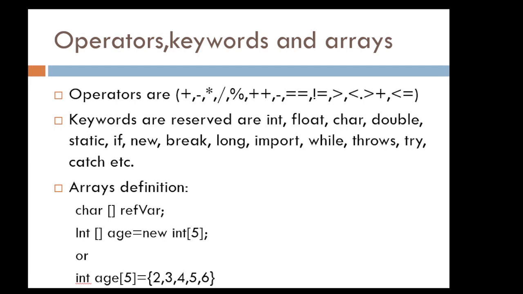Then what are the operators, arrays and keywords in Java? Operators are plus, minus, your addition operators, relational, logical. Keywords are those which are by default present in your language, like integer, float, all the data types.